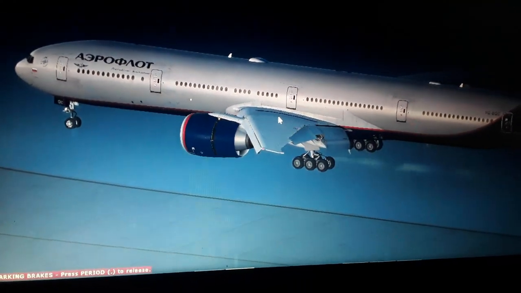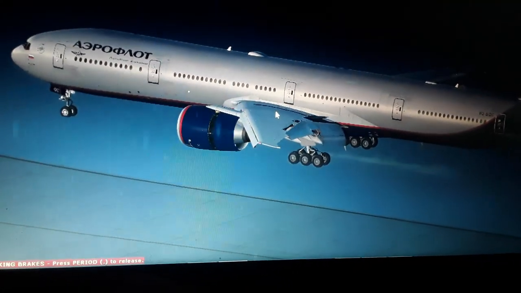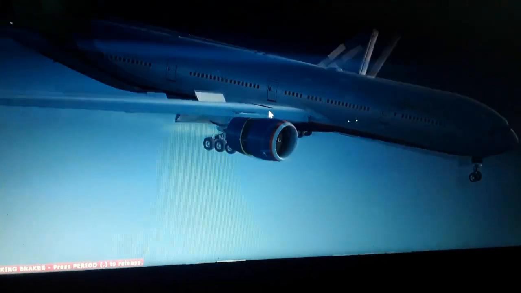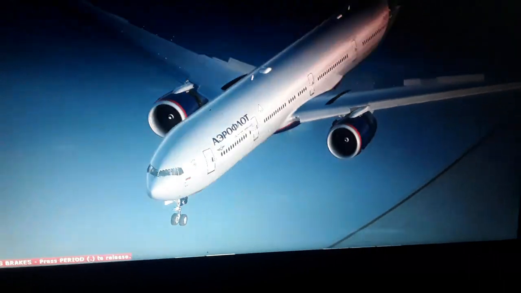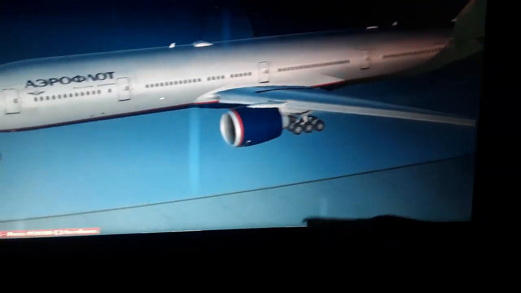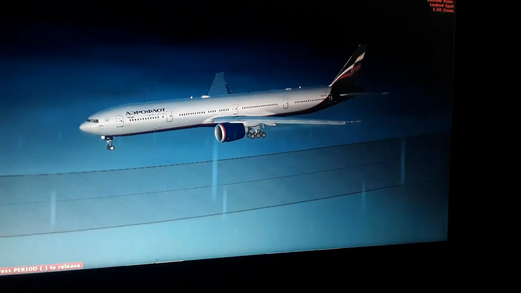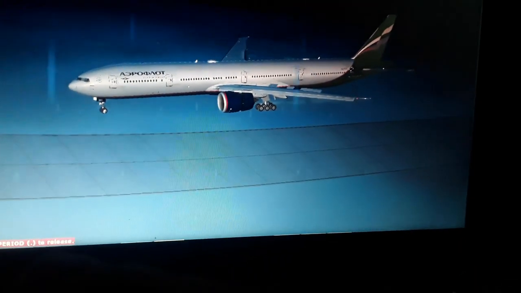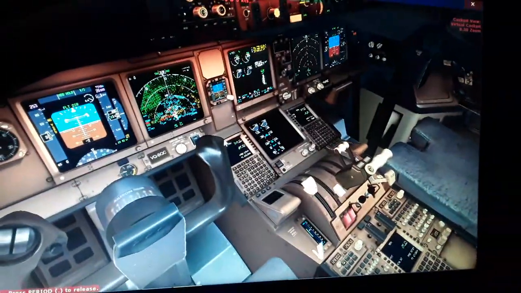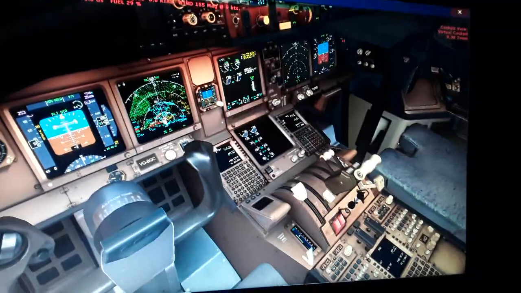So you retract and you extend again. You can see the blocker doors open to reverse the bypass air from forward to slow down the aircraft. So this is how you use, this is how you disarm.